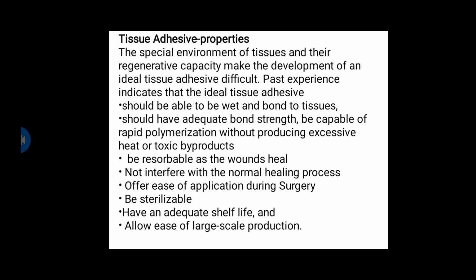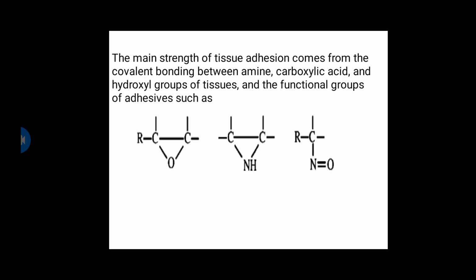The next one, not interfere with the normal healing process. It should offer ease of application during surgery. It should be sterilizable. It should have adequate shelf life and allow ease of large-scale production. These are the tissue adhesive properties. Then, the main strength of tissue adhesion comes from the covalent bonding between the amine, carboxylic acid and hydroxyl groups of tissues and the functional groups of adhesives such as R, C, O, C, then amine group, then the nitrate group.